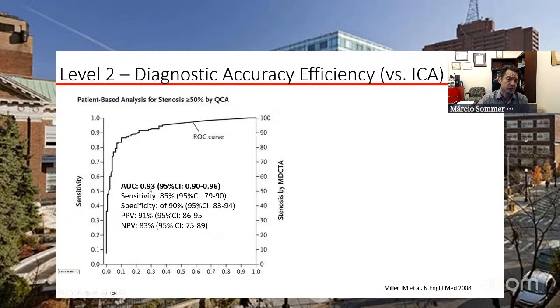Area under the curve on this study, 0.93. Sensitivity a little lower than other studies that were published back then. Specificity probably comparable to the other ones, but overall, a very good profile. But one thing that I would point out at this stage, what we've also learned since 2008, is that invasive angiography is not that perfect.